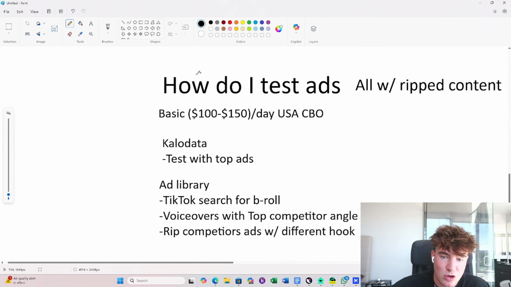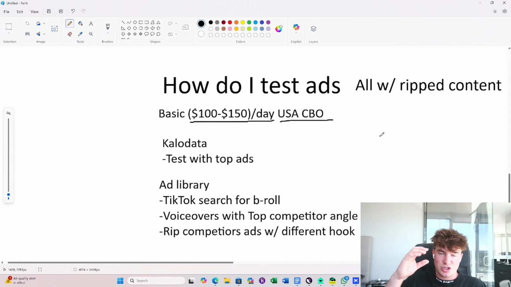All right, the last thing we'll go into is how to test ads with all the content. So the basics of this is literally what I do is $100 to $150 a day on a US CBO. What a CBO is, instead of having each ad get individual spend, it just spends at your campaign level across all the ads, and Meta will pick which ads it thinks are the best and give them the most spend.